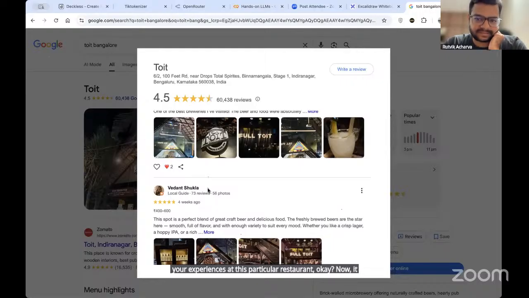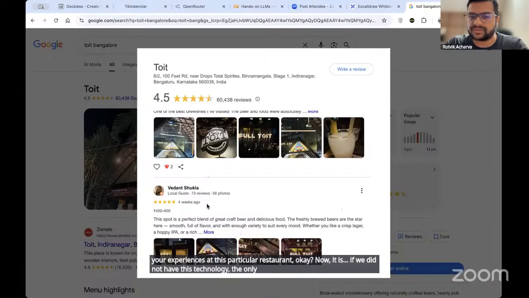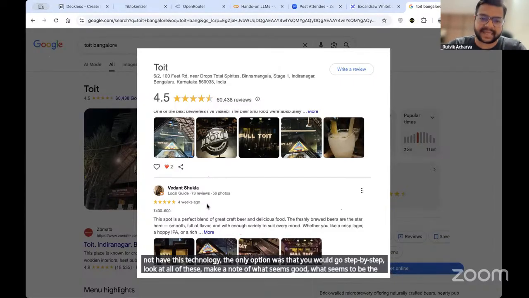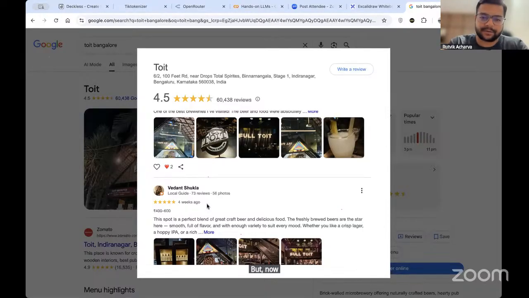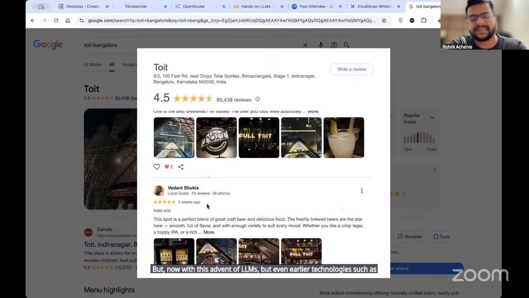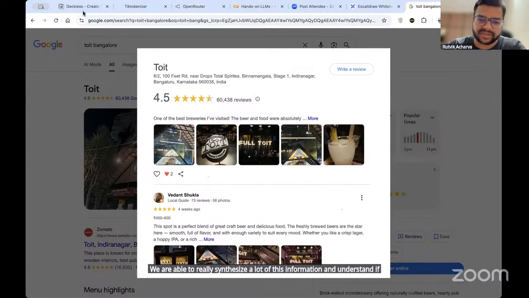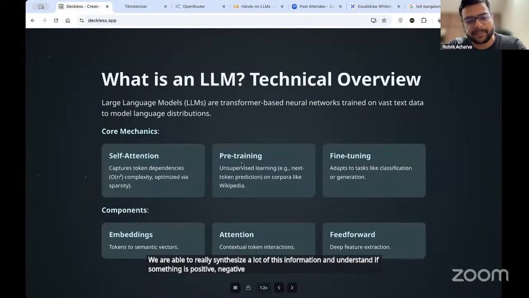Now, if we did not have this technology, the only option was that you would go step by step, look at all of these, and make a note of what seems good and what the improvement points are, etc. But now with the advent of LLMs, and even earlier technologies such as transformers, we are able to really synthesize a lot of this information and understand if something is positive or negative. Why are we able to do that?